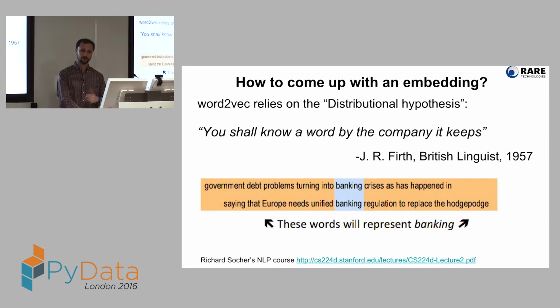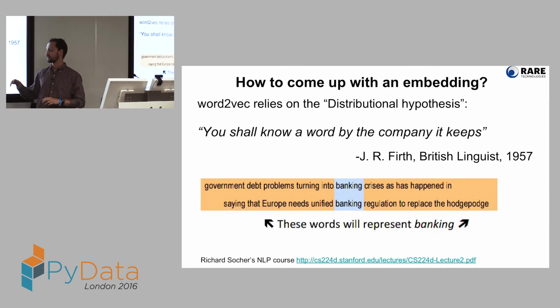So how do we come up with these word embeddings? How would I come up with these numbers, like the 3 magic numbers I just had on the screen? Word2Vec uses a hypothesis from the 1950s by a British linguist called John Firth. It says, you shall know a word by the company it keeps, the same way you shall know a man by the company he keeps. So here we have some sentences about banking, and we want to know more about banking by the company that banking keeps. We know that banking likes to be around crisis, debt, regulation, Europe, this kind of words.